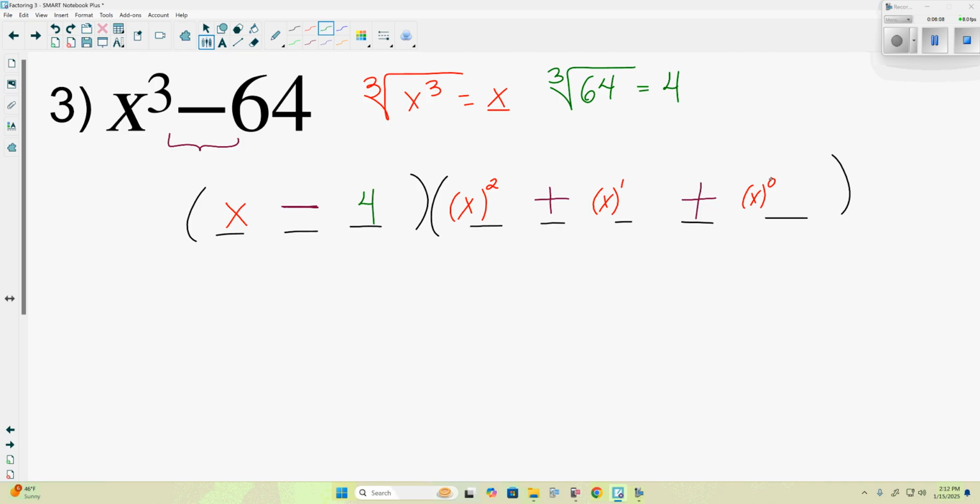Our second term, our 4, in the first spot is going to be to the 0, in the middle spot it's going to be to the first, and in the last spot it's going to be squared. So the first term is going from a power of 2 to a power of 1 to a power of 0. The second term is going from a power of 0 to a power of 1 to a power of 2. As one is decreasing, the other is increasing.